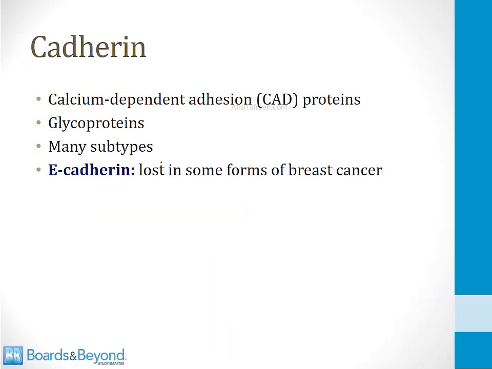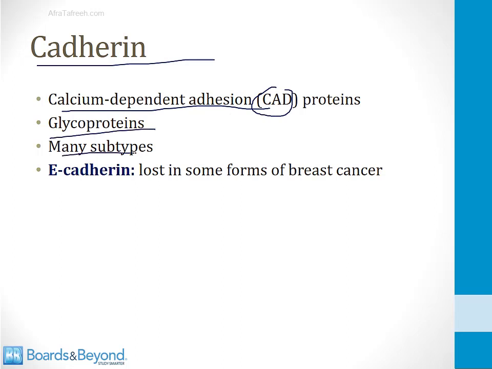Most of the science of epithelial cell proteins and junctions does not have a lot of clinical relevance. This is mostly something that's important in the research world as people try to understand how cells link together. But I do want to point out one clinical correlation here, and that has to do with cadherin. So cadherin is a protein that gets its name because they are calcium-dependent adhesion proteins. That's where the word cad comes from. They're glycoproteins and there are many subtypes.